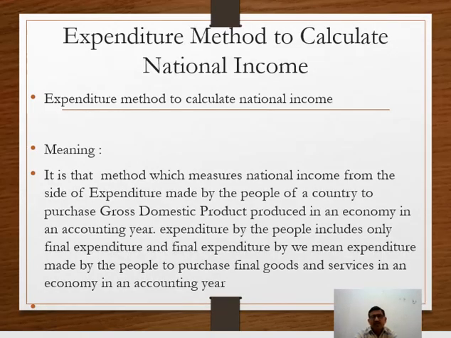Another method is the expenditure method of calculating national income. It is that method which measures national income by adding expenditure made by the people of a country to purchase gross domestic product, or to purchase domestically produced goods in an economy in an accounting year, but it includes only expenditure on final goods, not the expenditure on intermediate goods.